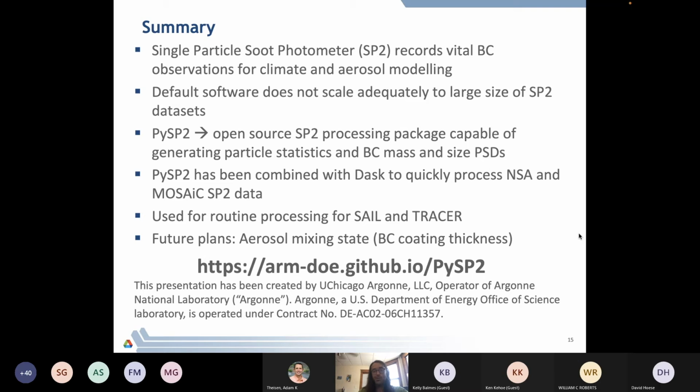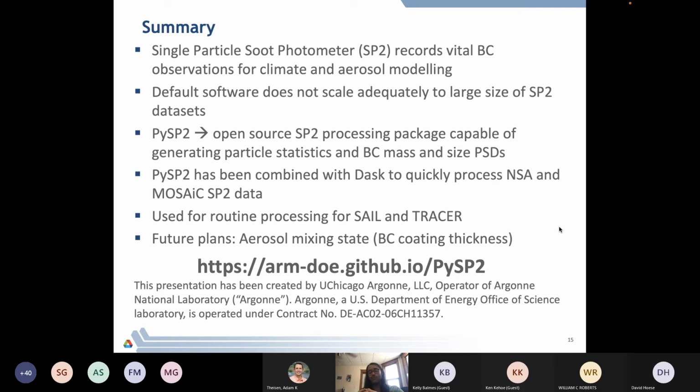So in summary, we have developed the single particle soot photometer, SP2, to record black carbon observations that are needed for climate and aerosol modeling. Our current software for processing it doesn't scale adequately to the large size of SP2 datasets. So we converted that code over to Python, to a package called PySP2, in order to generate the same particle mass and size distributions, and to be able to combine it with Dask to quickly process NSA and MOSAiC SP2 data using the ARM Stratus cluster. And now we're using this for routine processing for SAIL and TRACER.